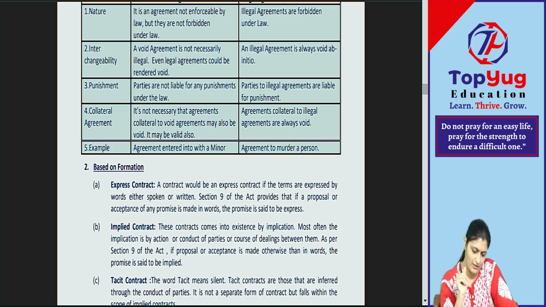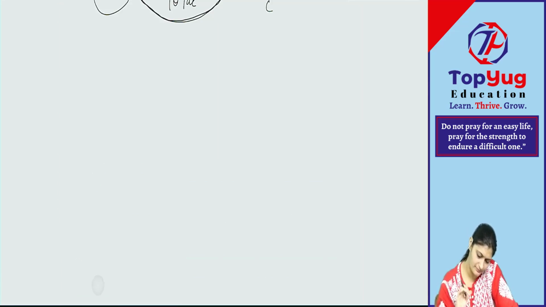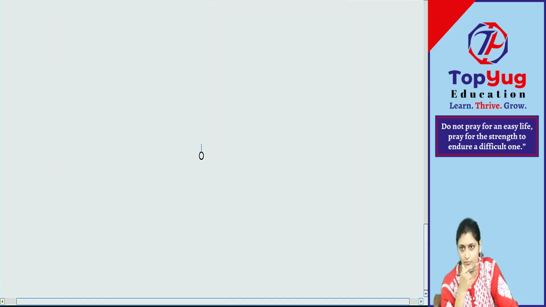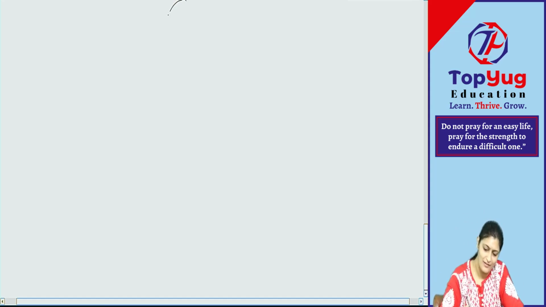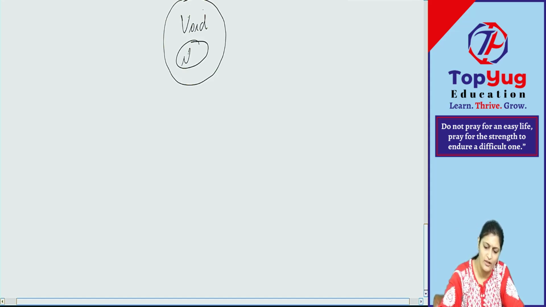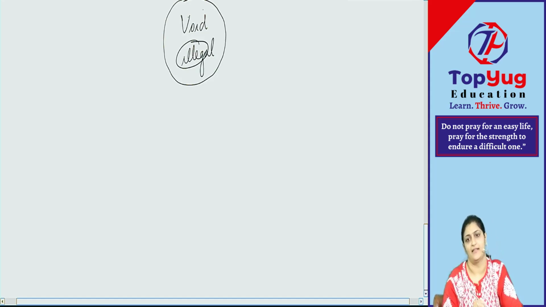So now you are going to tell me which is wider. You understood, right? Wider and narrow. Think and tell me. Raise your hand, I want the correct answer. Void agreements are wider or illegal agreements are wider? Good, very good. Void agreements are wider. In void only you have illegal again. But in void you have many other types of agreements which are void but not illegal.